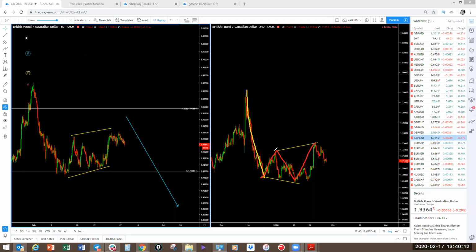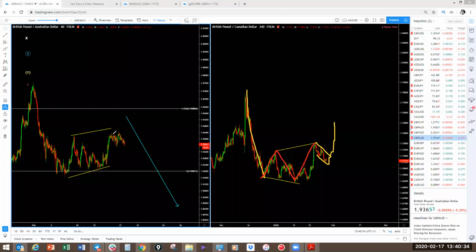When we got to this level, the natural thing to expect was that this was going to make a move to the downside, and we're going to be in the money. But how did this play out? Instead of coming down, it made this corrective structure and continued higher.